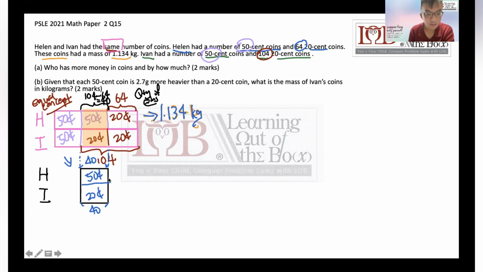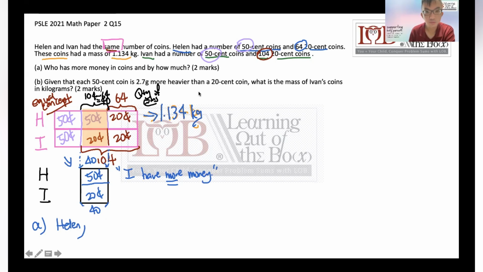Okay, so when you explain to your kid, you can say, hey boy or girl. I call my girls girl, I've got 3 girls. So I say, girl, Papa has 40, 50 cent coins. You have 20 cent coins, but you only have 40 of them. So who got more, you or me? Here you'll be saying that I have more money. In this case, if Helen can talk, Helen would be saying, hey, I have more money. So the answer for part A will be Helen.